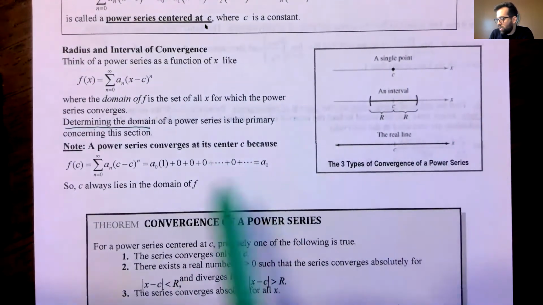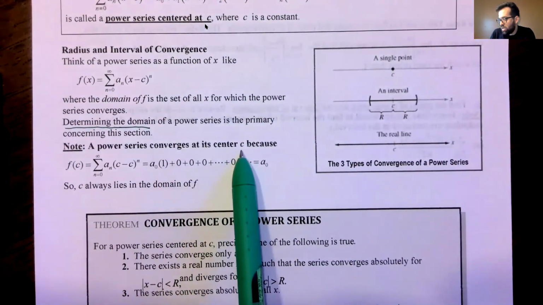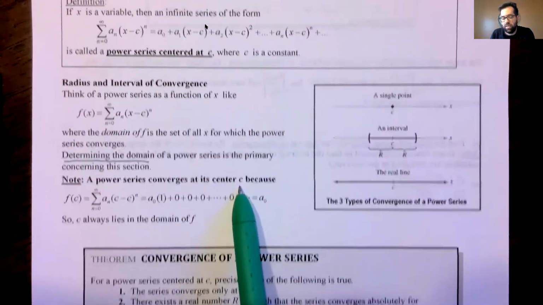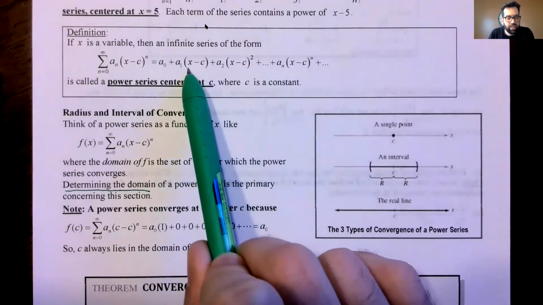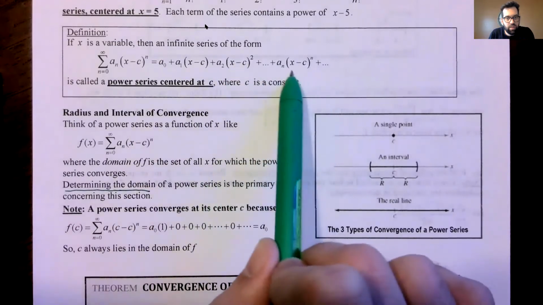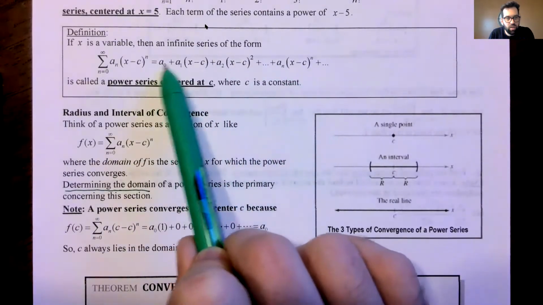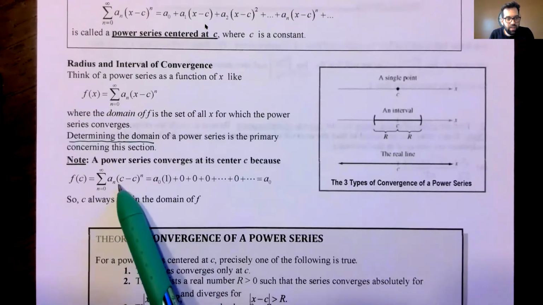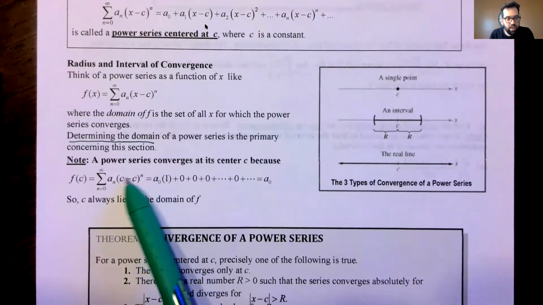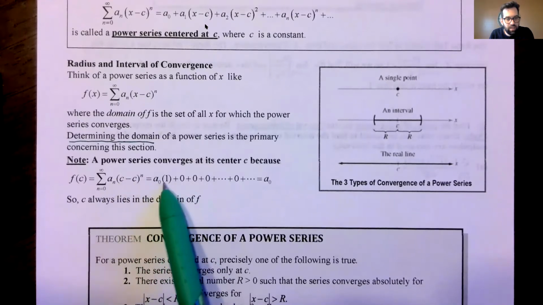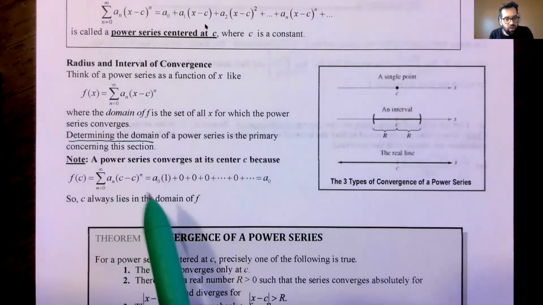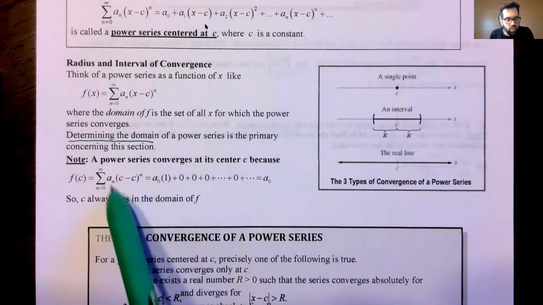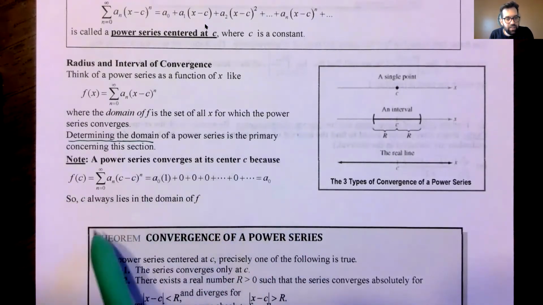So we are always going to be converging at the center, whatever c is. So think about that. If we look at this definition here, I think about plugging in c for x. Almost all of these parentheses are going to be canceling out and equaling 0, and we're going to be left just with the first term. And you can see that down here, right? Even if we do c minus c to the 0 power, anything to the 0 power is 1. So we have 1 times a sub 0. So it's the first term. So plugging in c, whatever c is, into the series is always going to be convergent. It's always part of the domain.